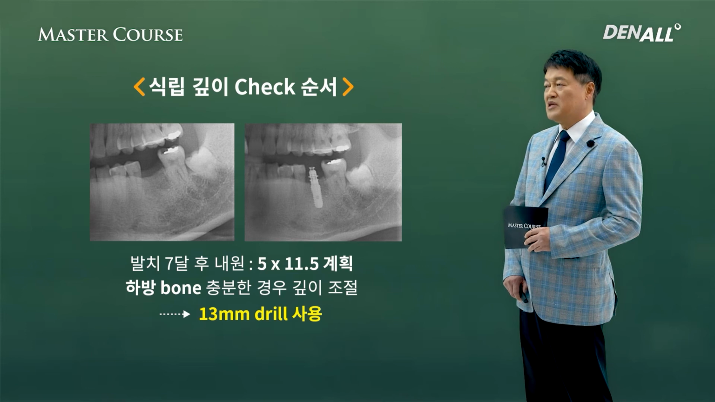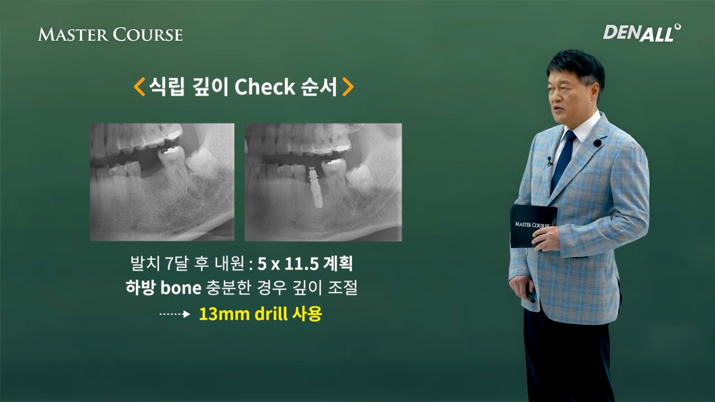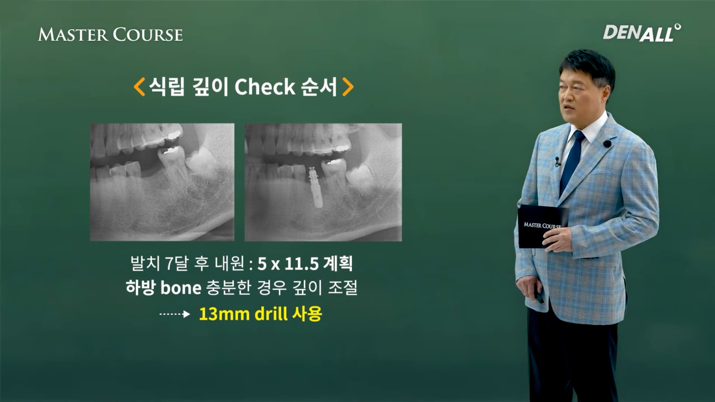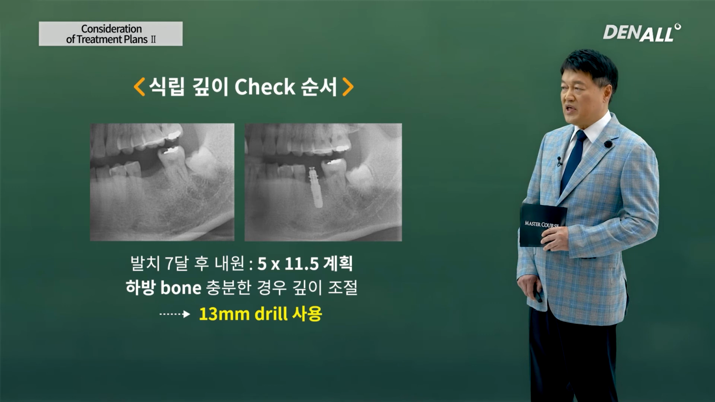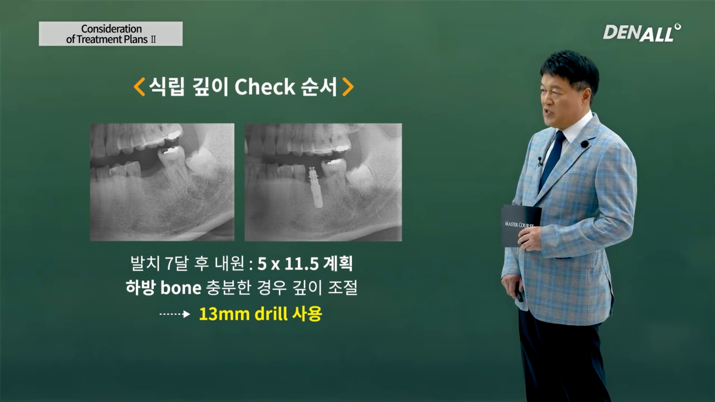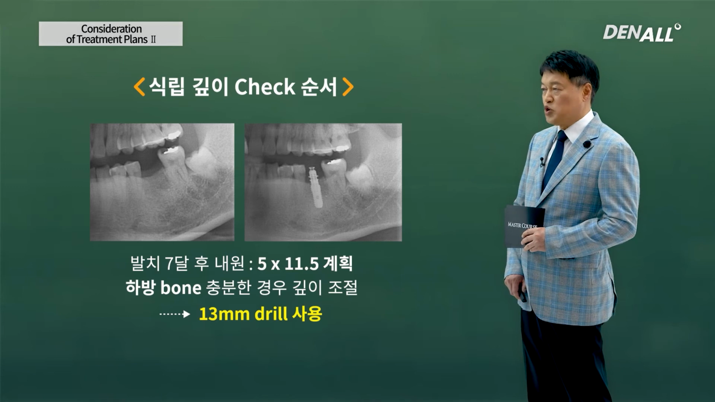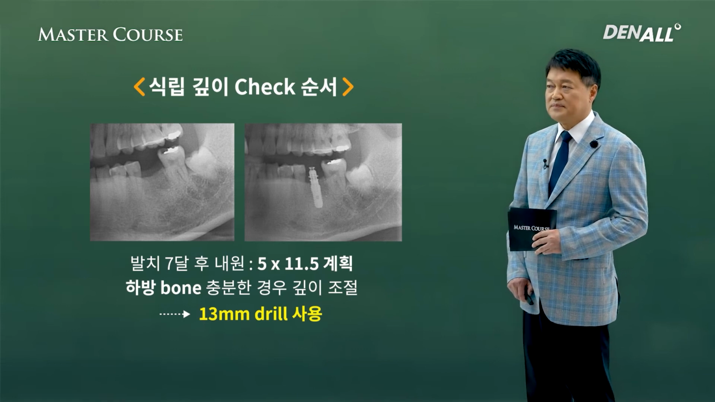Clinically, I'll show you how to check the placement depths. After 7 months of extraction, there was a sufficient amount of bone in the posterior region. A 5 by 11.5 implant was planned. In the case there is sufficient bone, below you can choose a drill that is a size longer.